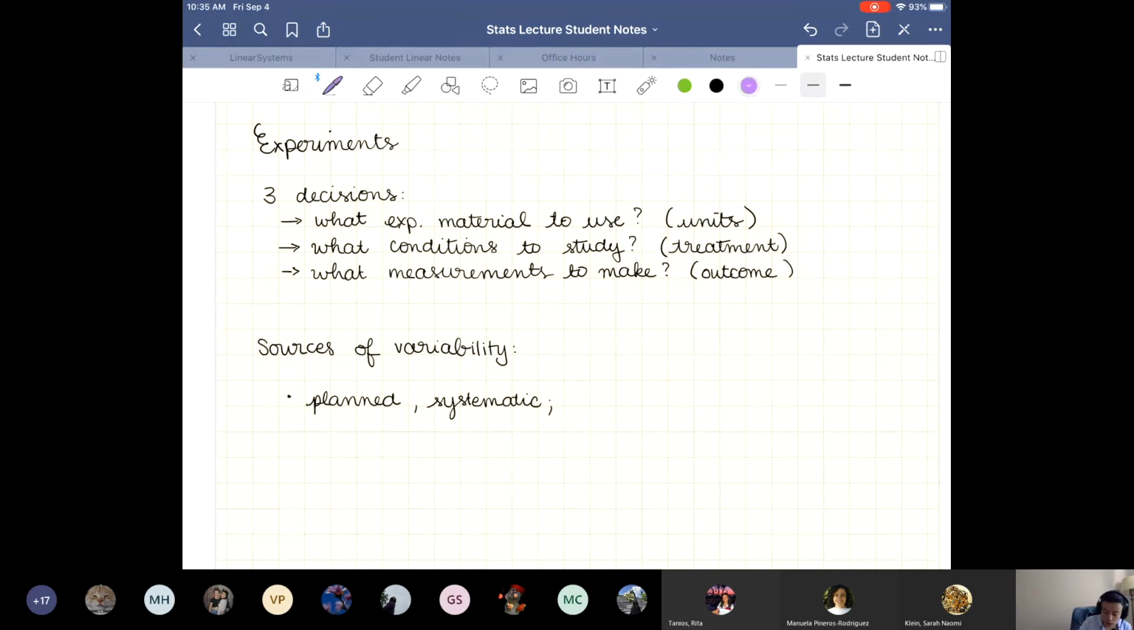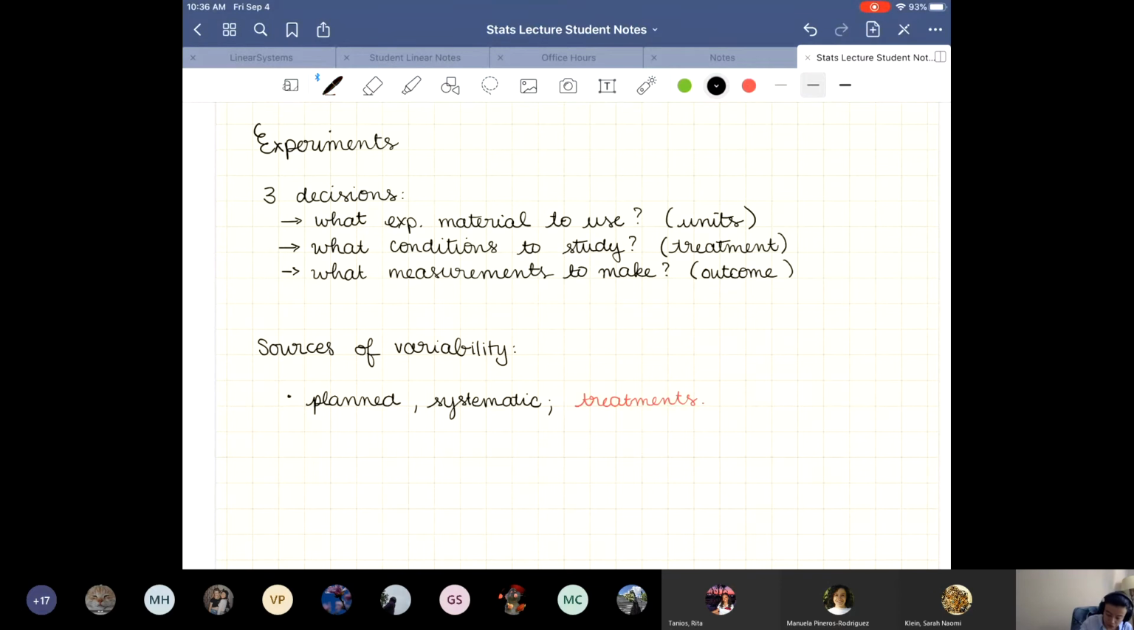And so what this is going to correspond to is the treatments or the different conditions that you are studying, right? And it makes sense that this generates some variability because, for example, between the conditions placebo and vaccine, we want there to be a difference, right? We want there to be variation between these two groups. It's planned because you have introduced it into the system, right?